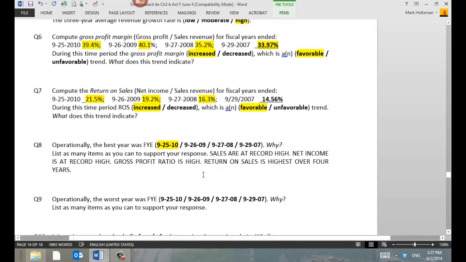Yes? For question 6, wouldn't it be decrease since it dropped a little from the previous year? I think, you know what, it's not really clear. It just says during this time period, and I think they're referring to all 4 years. So overall, but yeah, you're right. It did decrease from 1 year to the next. Would you sell the stock because of that? Not really, no. You'd be a fool to do that, right?